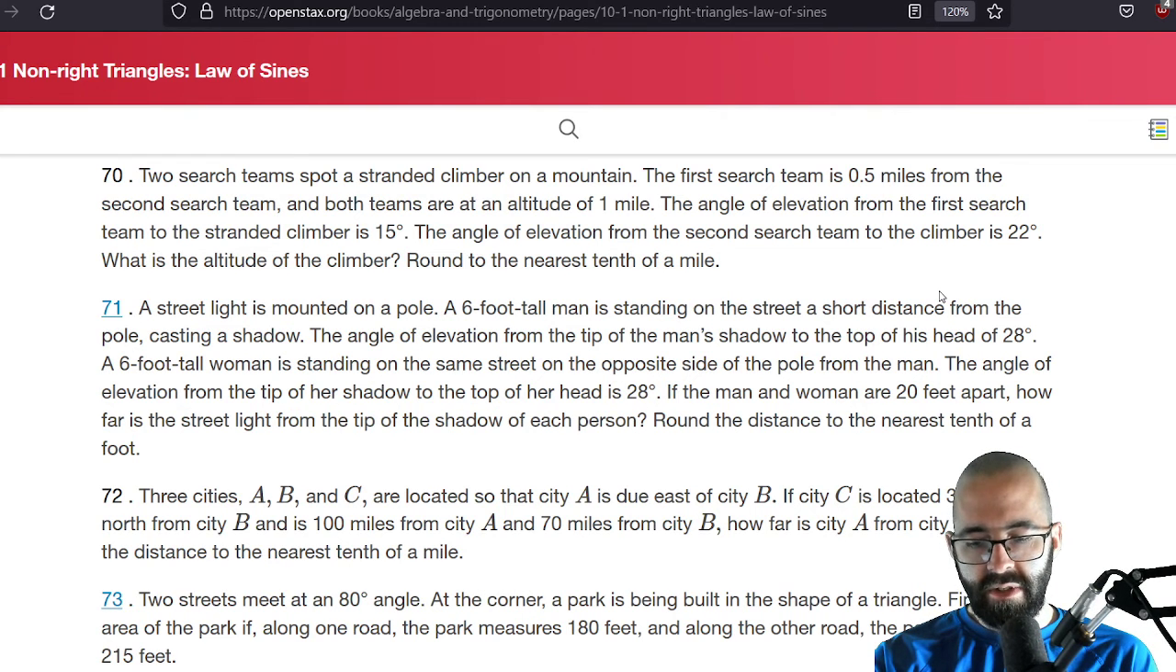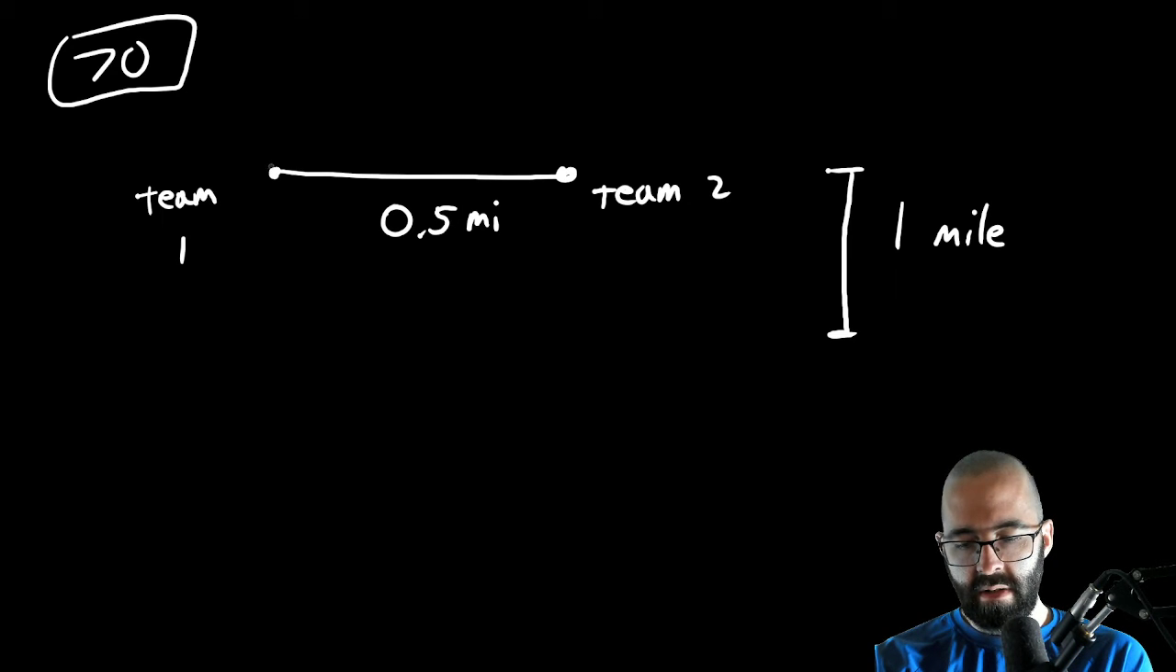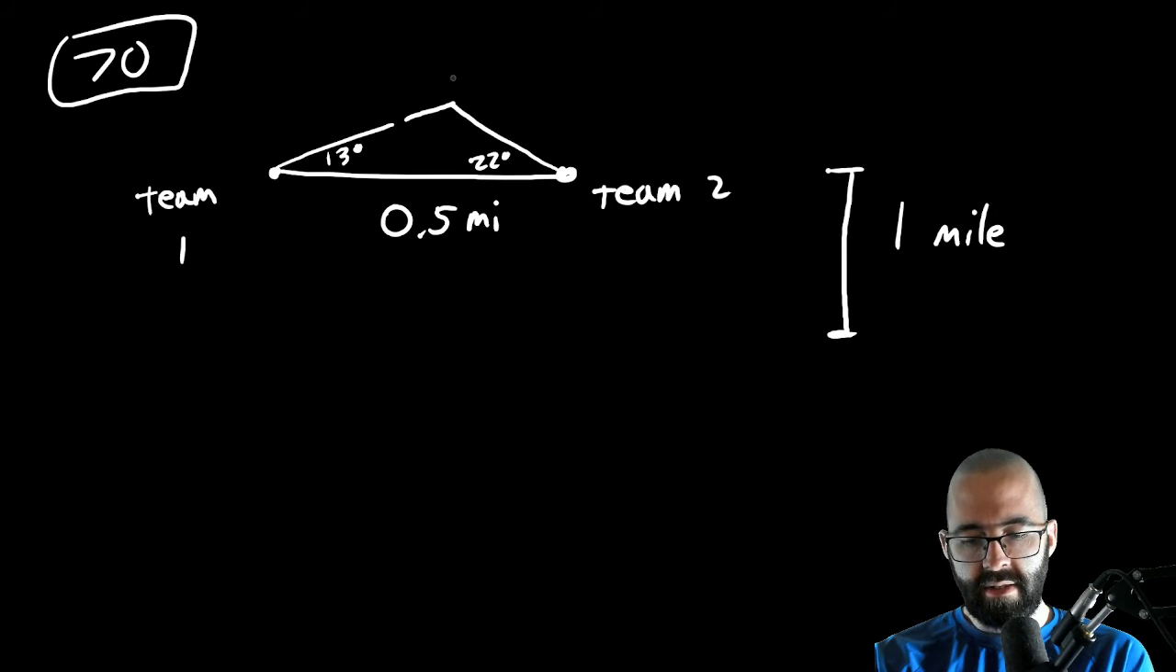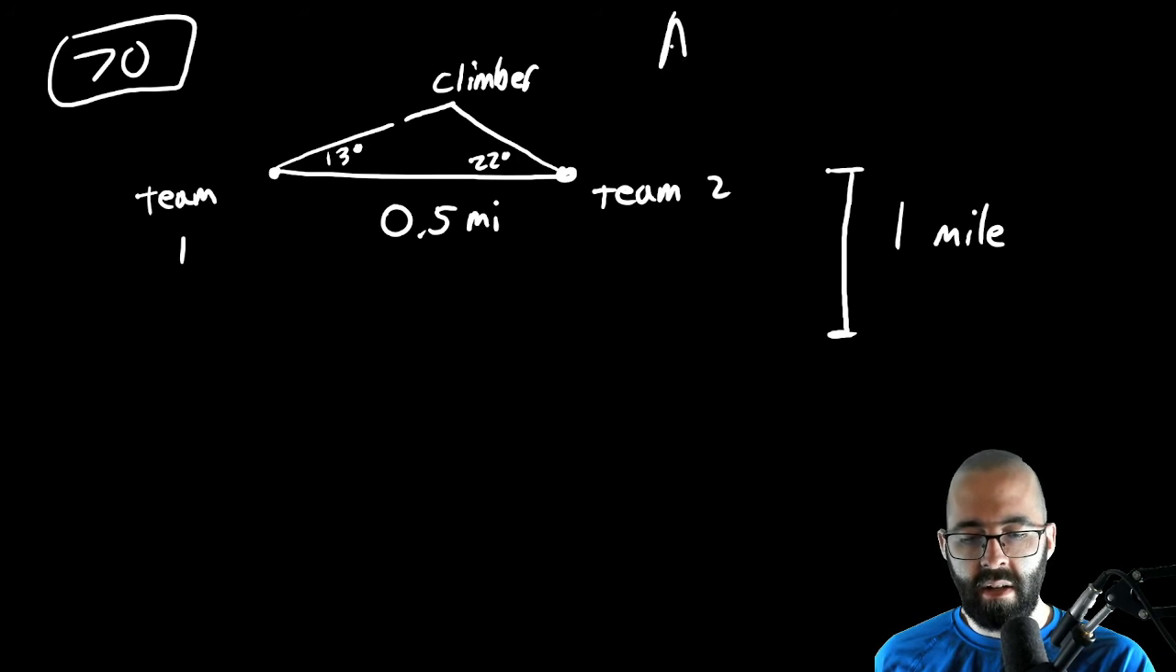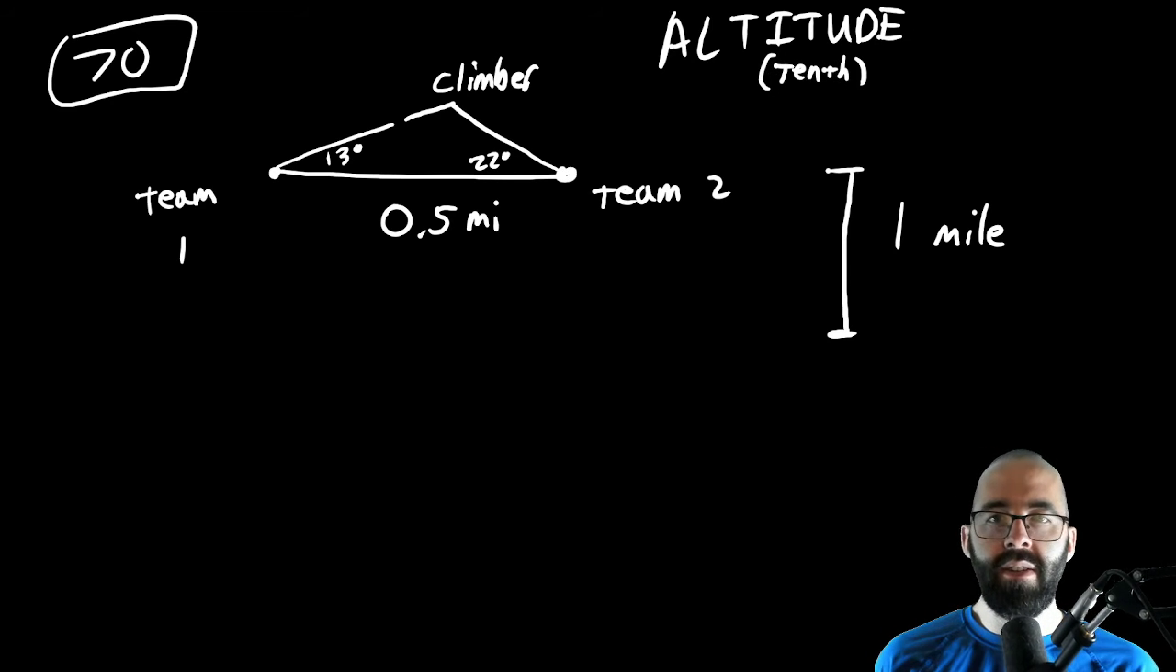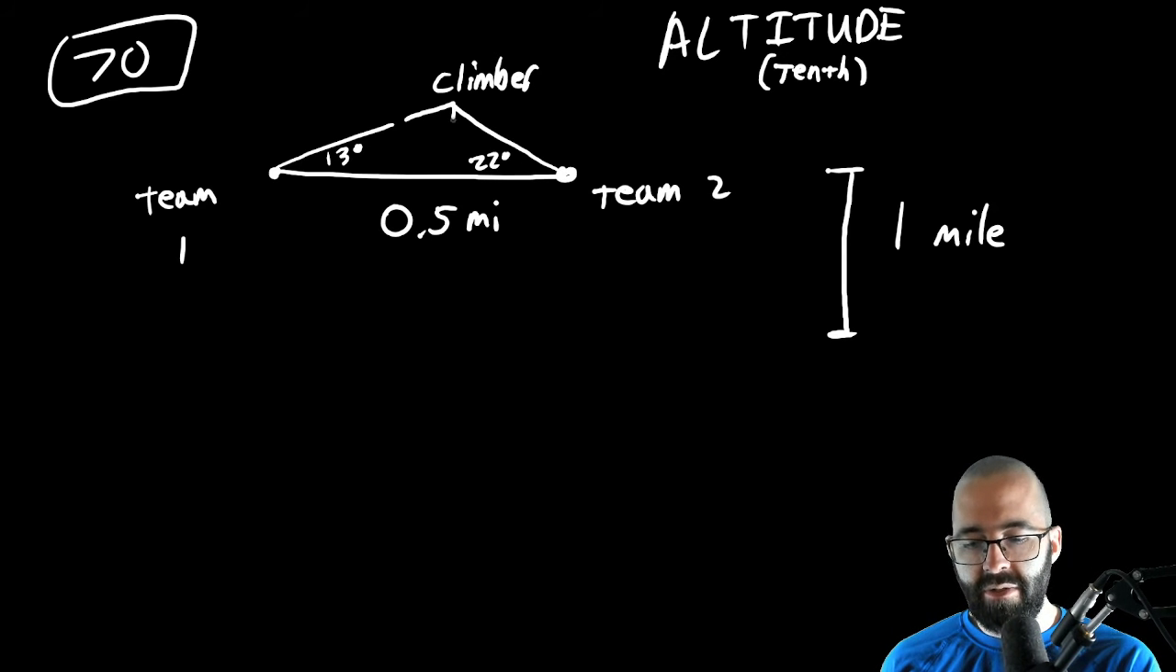Angle of elevation from the first search team to the stranded climber is 15 degrees. The second one is 22 degrees. All right, so 13, 22. And this is the climber. And we're curious about what's the altitude of the climber to the 10th of a mile. Altitude. Nearest 10th. Why am I putting altitude in all capital letters? Because we need to find this height right here.